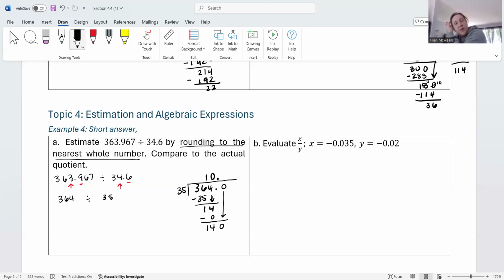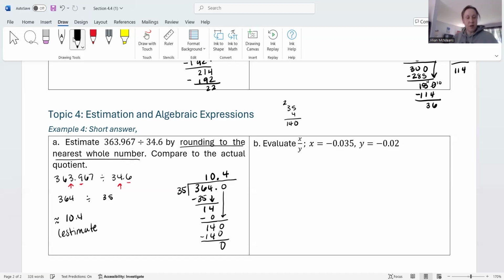Okay? So will 35 go into 140? Let's do a little rounding. So 35, 140, I'm thinking it'll go in about 4 times. Let's double check. So 35 times 4, let's see what we get. So 4 times 5 is 20. I'm going to keep the 0 and I'm going to carry the 2. 4 times 3 is 12, plus 2 is 14. So that tells me that 35 actually goes into 140 exactly 4 times. So 4 times 35 is 140. We get our 0 remainder. So we're going to say that this quotient is approximately 10.4. That's our estimate.